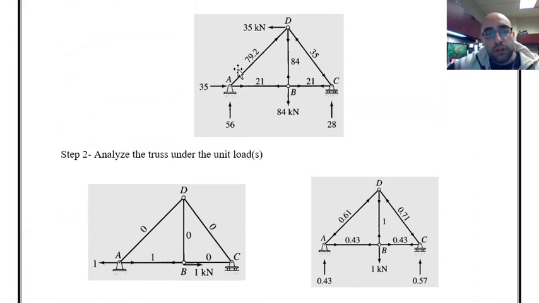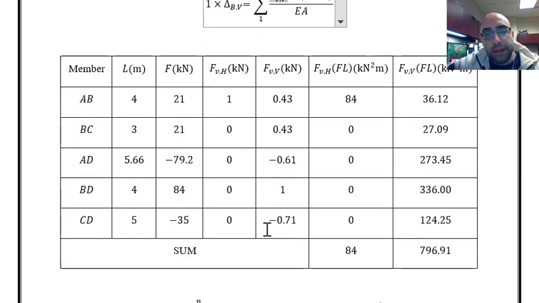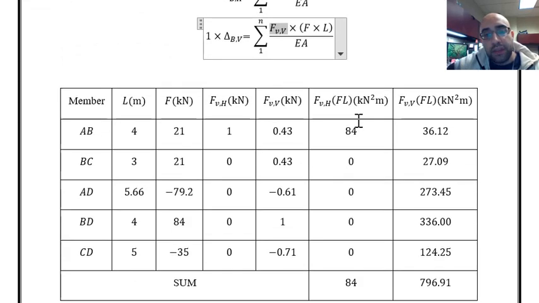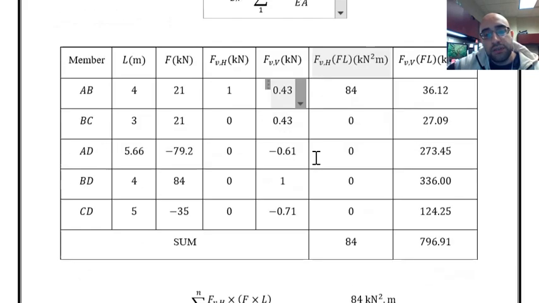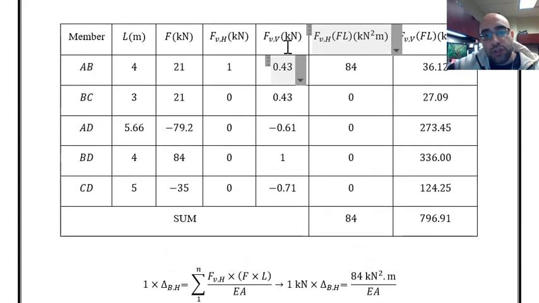F in the equation are these forces, FVH are these forces, and FVV are these forces. These are listed in the table, along with the length of each member, and then as you can see in the equation I have to multiply the force FVH by F by L. That is done in these two columns, and then I have to consider the summation of these values divided by EA. Over here you can see the summations, just forces multiplied by each other and also by length.